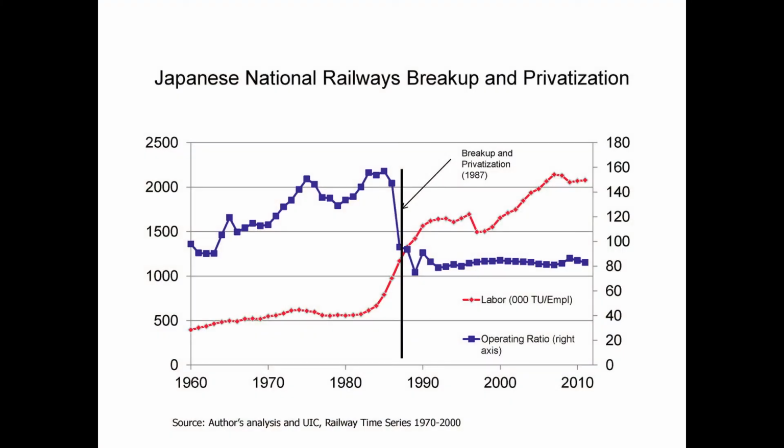Japanese National Railways, this is about as abrupt a change as you can imagine. In 1987, the government took the old monolithic publicly owned Japanese railway and broke it up into 6 passenger railways and 1 freight railway. And they sold on the stock exchange the largest 3 passenger railways. The labor force fell rapidly, labor productivity went up, and as you can see, the operating ratio, which I consider to be a good first measure of financial efficiency, fell dramatically, and it has been stable, and the prices have been essentially stable ever since.